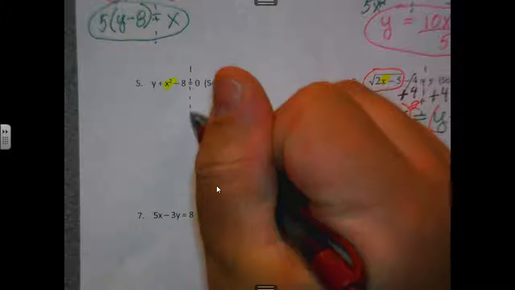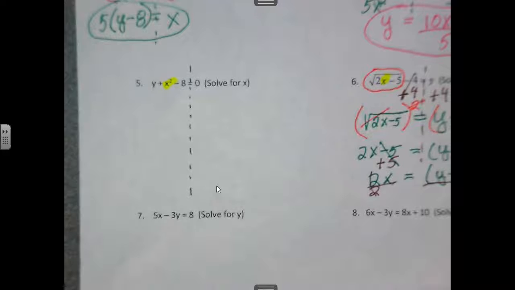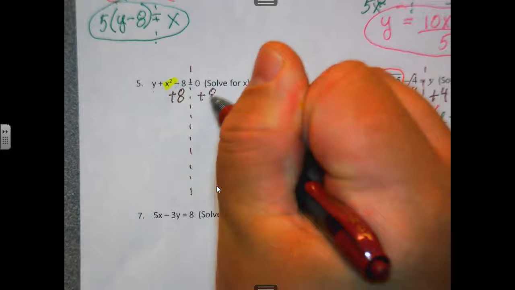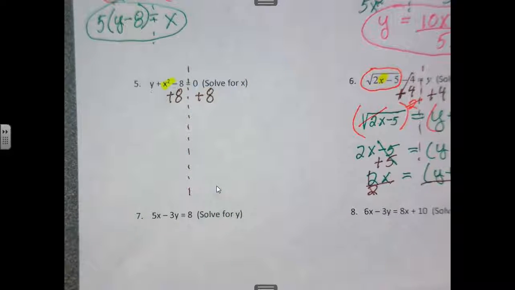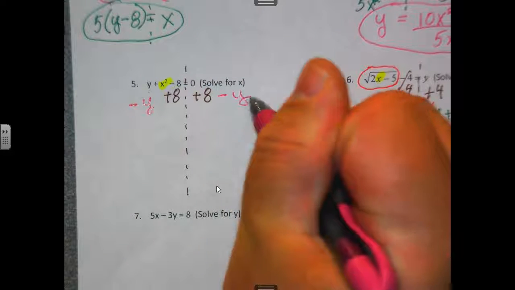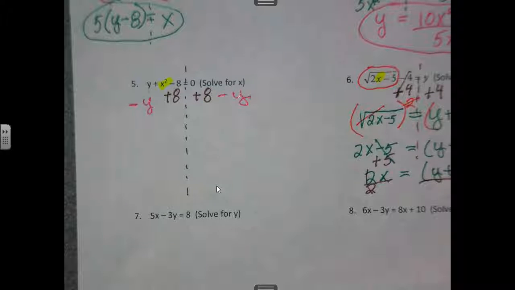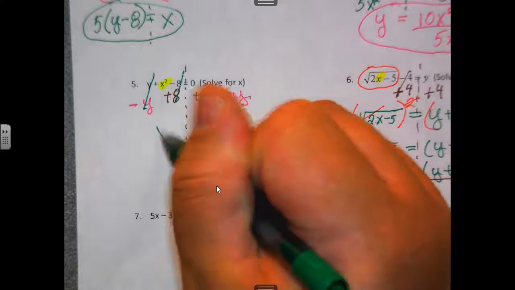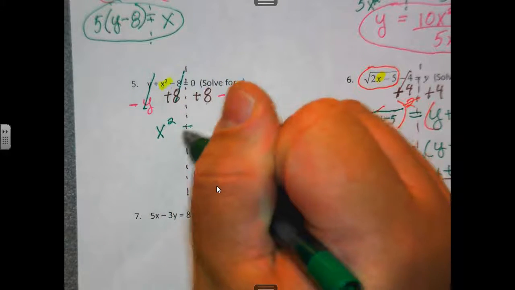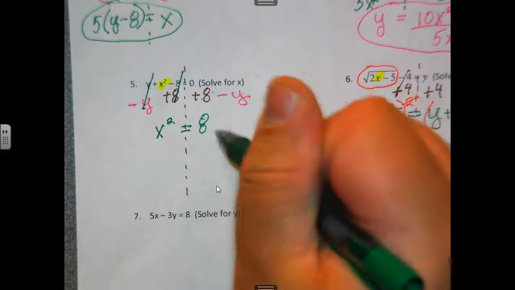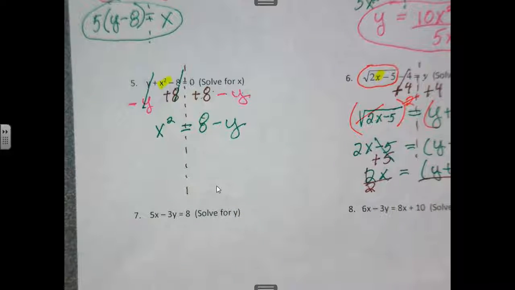Okay, here are both sides of my equation. I'm going to add 8 to both sides, and at the same time, I'm going to subtract y. I'm just putting 2 steps in one step. So these add up to 0. These add up to 0. I'll get x squared equals 0 plus 8, which is 8, minus y. Kind of saves me some work.